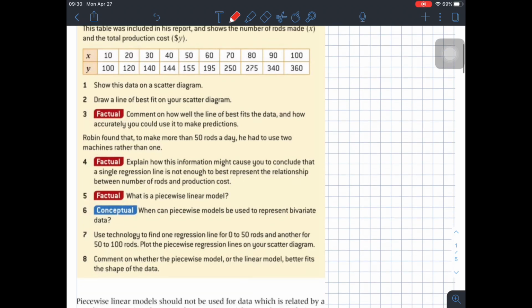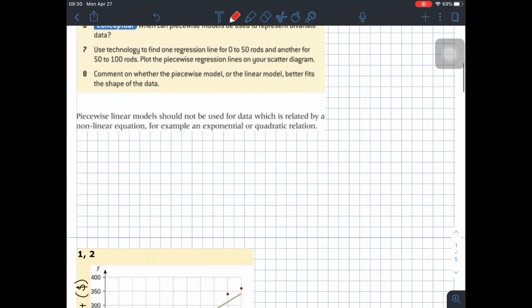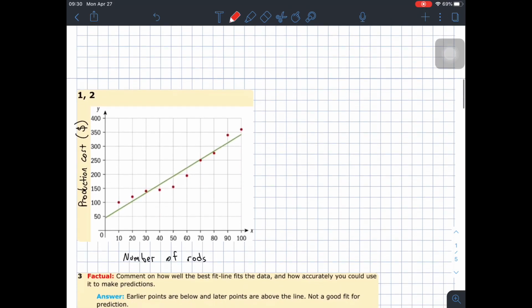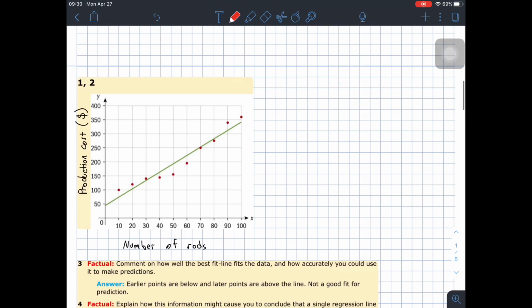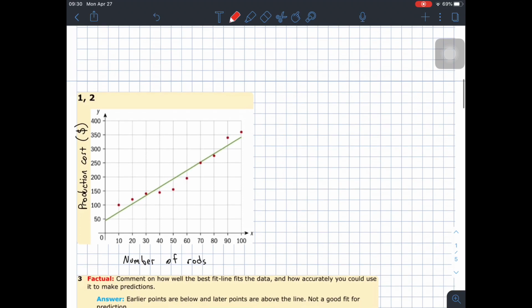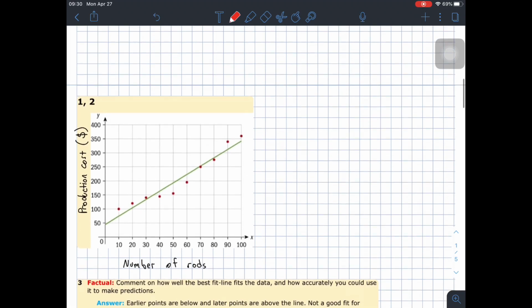In order to not waste too much time, I have already done that here. This is the scatter plot with the line of best fit. And okay, so in the x-axis we have the number of rods, and in the y-axis we have the production cost. Okay, so you see that this is a normal scatter diagram with a line of best fit.